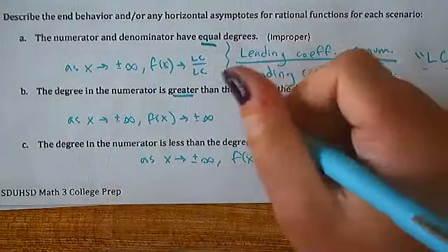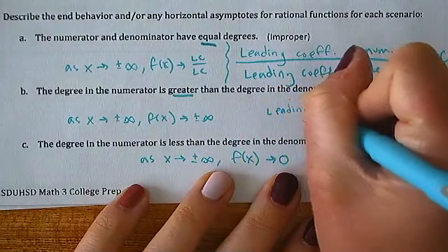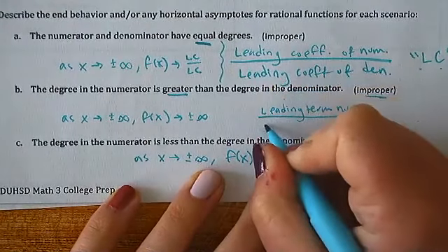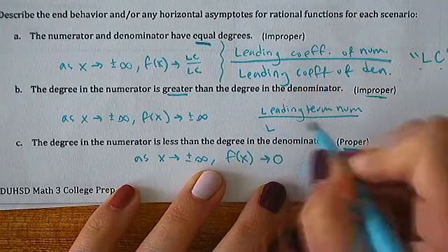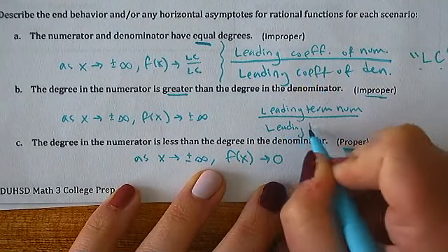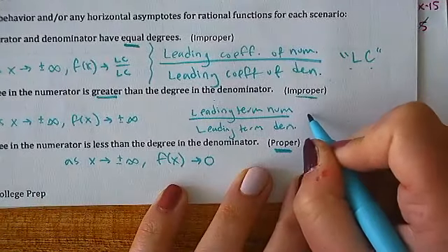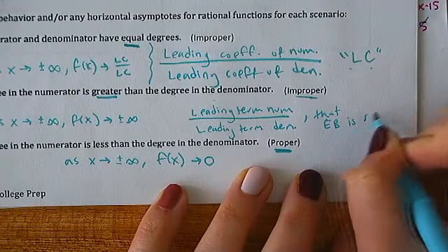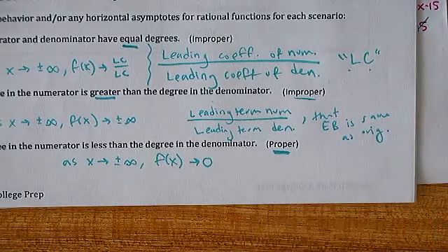So basically, you take the leading term of the numerator and you divide it by, notice how I'm putting leading term instead of leading coefficient, so you divide the leading term of the numerator by the leading term of the denominator. And then that end behavior is the same as the original. Okay.